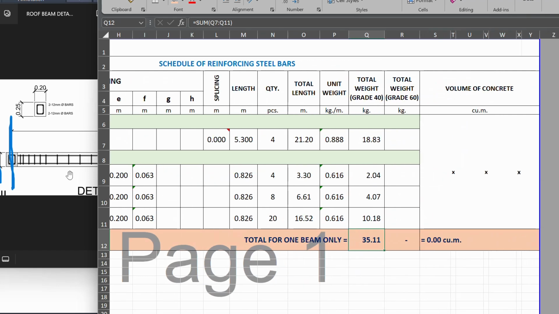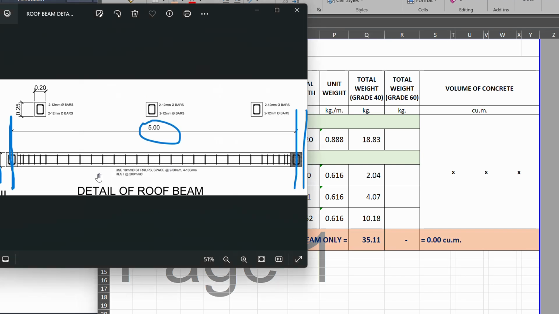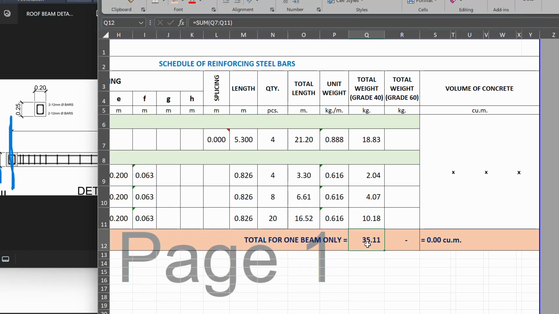This is not for all types of beams. Please remember, this is just for this example, in this length and this dimension, unless you are estimating the same. So this is it.